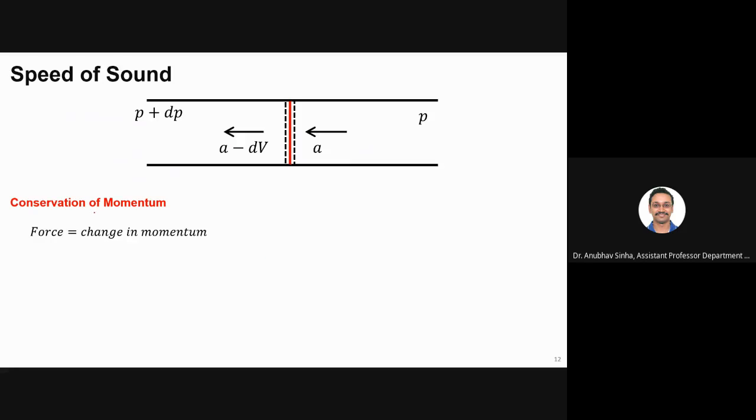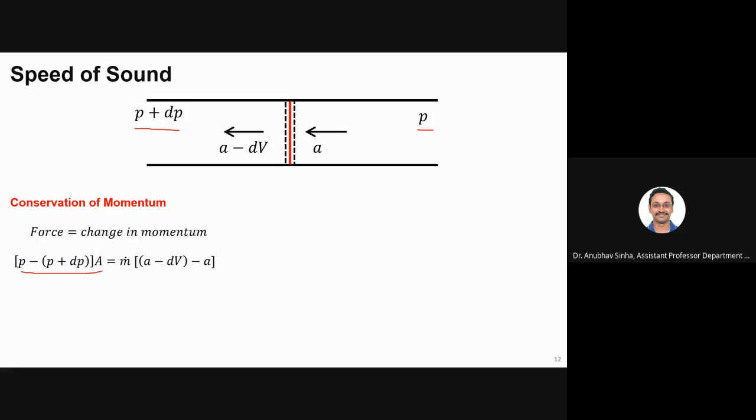The conservation of momentum is basically based on Newton's second law. It says that whatever the applied or unbalanced force is, that is your change in momentum. So if this is my control volume, what is the unbalanced force on this? How much force is being applied? Can I say that the unbalanced force is the difference in pressure? Here I have P plus dP, here I have P. So the difference is P minus (P plus dP). Is this okay?